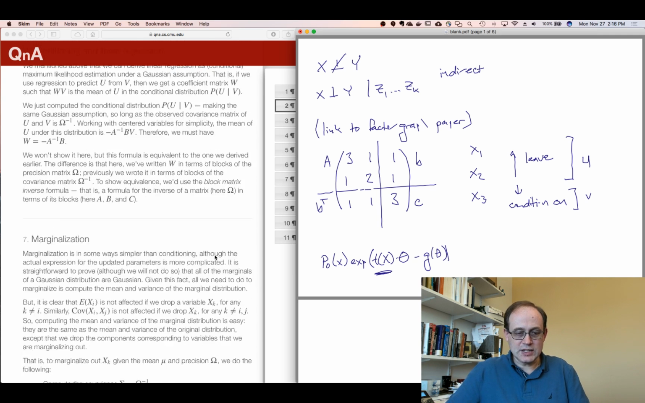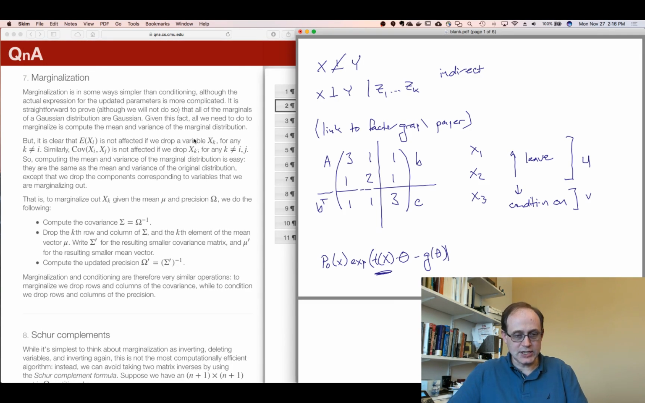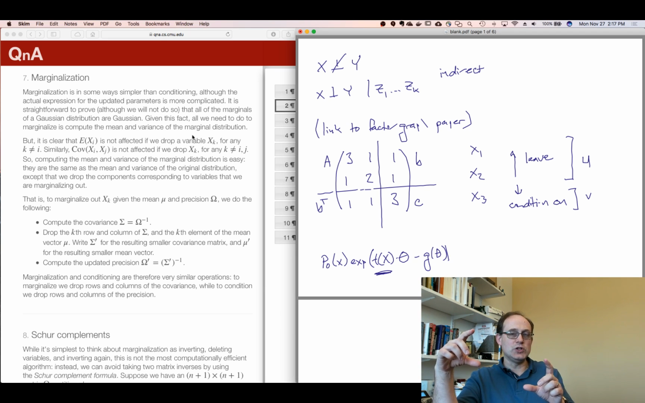All right, so that's conditioning. Another thing that we might want to do is marginalization. Marginalization in a Gaussian graphical model is conceptually really simple. If we have a Gaussian distribution and we marginalize out some variables, the distribution of the remaining variables doesn't change, right? It's still a Gaussian distribution. And in particular, their mean doesn't change when we marginalize out some variables, and their covariance among the variables we keep doesn't change when we drop some other variables.